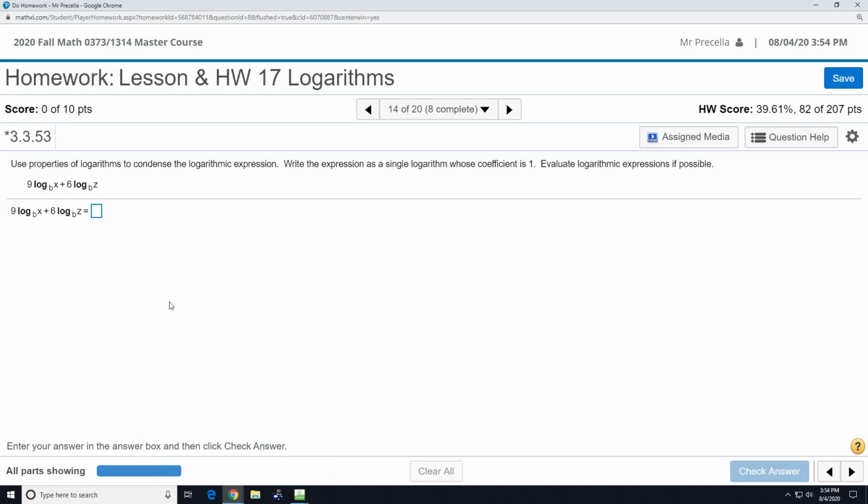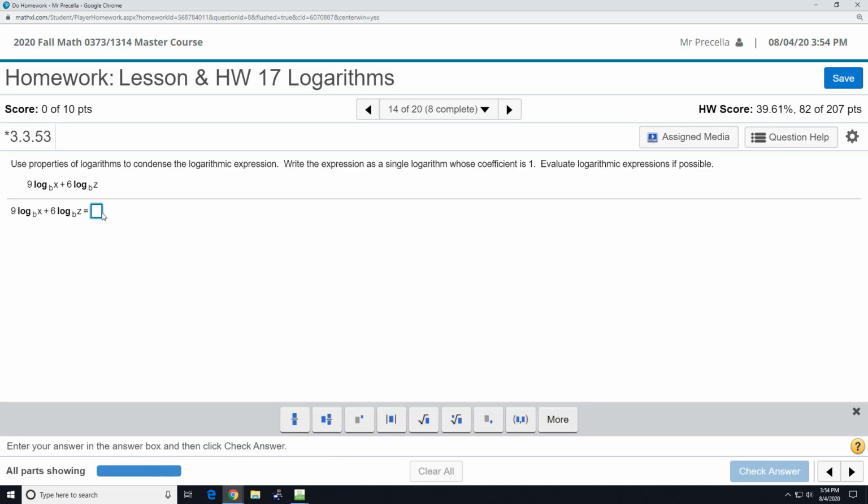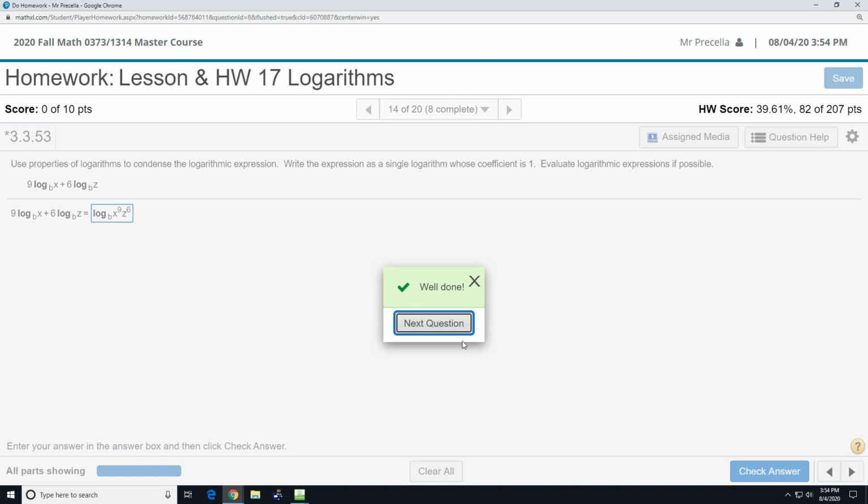Log base b, so I'm typing log base b of x to the 9. I forgot that exponent on this. And z, plus. No, not plus. I forgot what I was doing. Z to the 6th. Is that what I wanted? He's hitting this, he's using this for the exponents. We all know that by now. So let's check it. Okay.